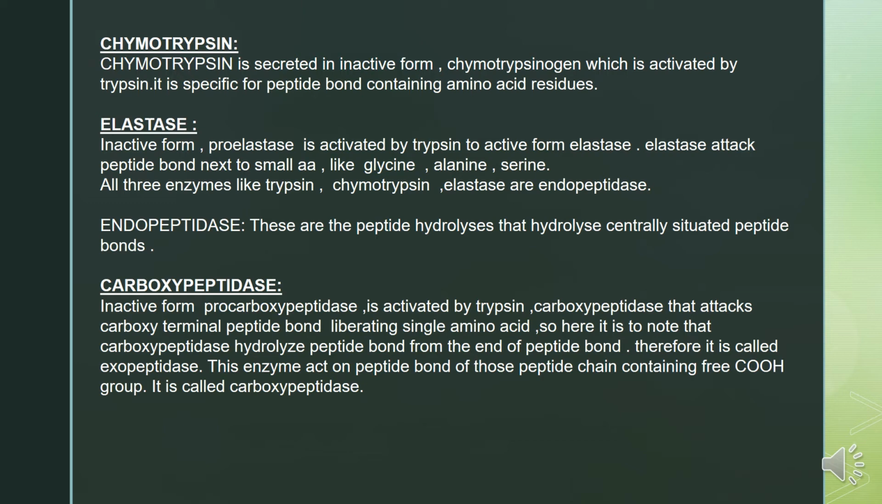Carboxypeptidase. In inactive form, procarboxypeptidase gets activated by trypsin. Carboxypeptidase attacks the carboxy terminal peptide bond, liberating a single amino acid. So note that carboxypeptidase hydrolyzes the peptide bond from the end of the peptide chain. Therefore, it is called an exopeptidase. This enzyme acts on peptide chains that contain a free COOH group. It is also called carboxypeptidase.